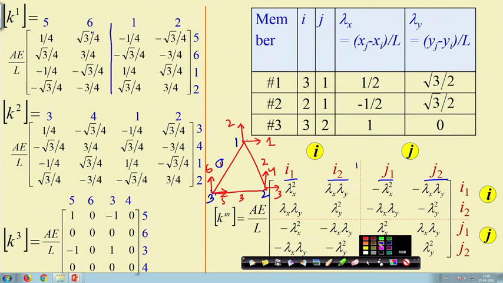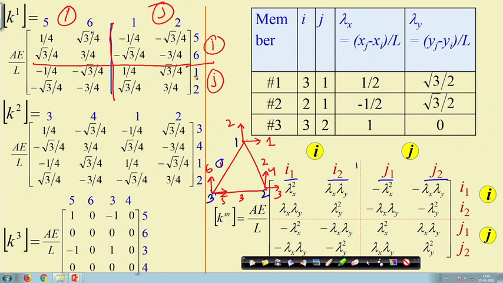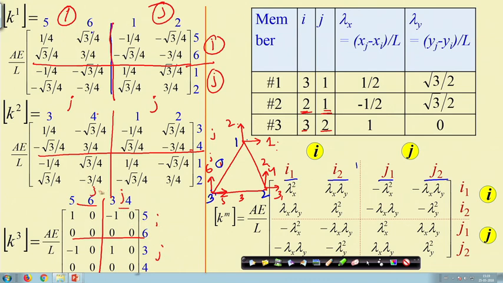So this is i and this is j for the first member. Similarly, for the second member we took i equal to 2 and j equal to 1. So this is i and this is j. i means degrees of freedom 3, 4, and j means degrees of freedom 1, 2. And similarly for the third member it is 3 and 2, so degrees of freedom 5, 6 and 3, 4. So this is i and this is j for this member.